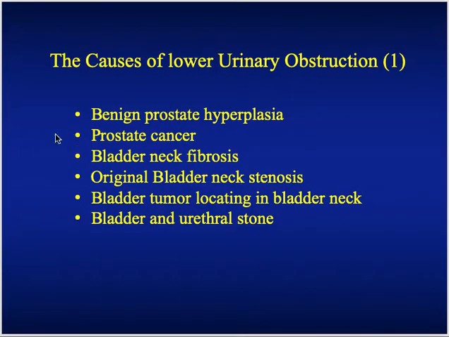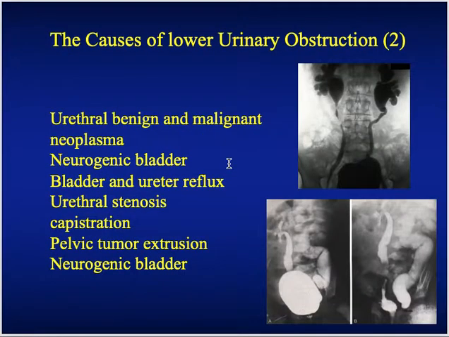Wherever there is lower urinary tract obstruction, what can be our differential diagnosis? It could be due to BPH, or prostate carcinoma, which will be our last lecture. It could be bladder neck fibrosis, neck stenosis, bladder tumor, or bladder or urethral stone or stones. These are the differential diagnosis, or different causes of urinary obstruction.